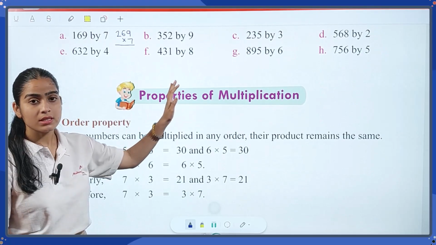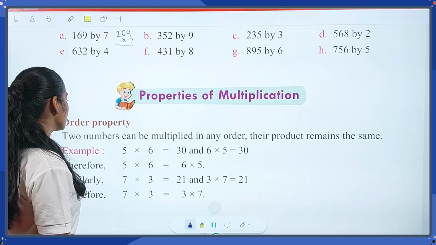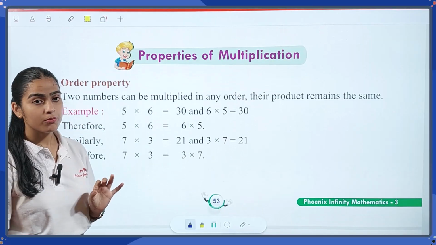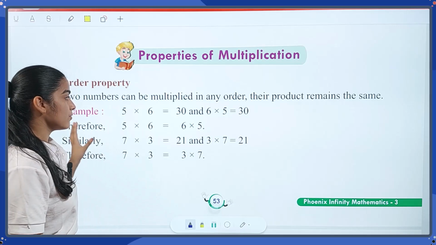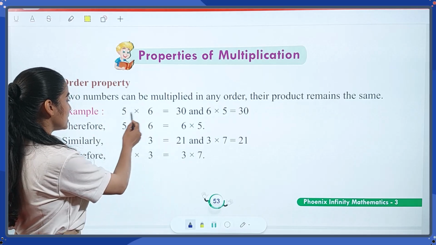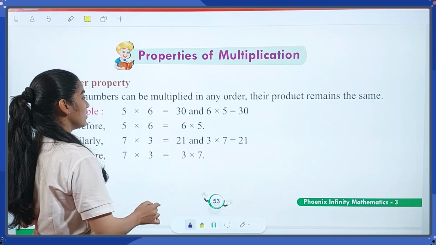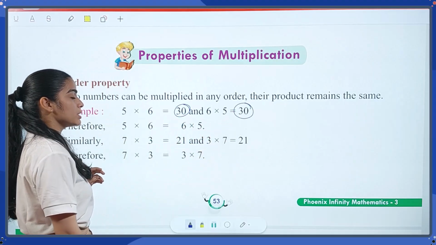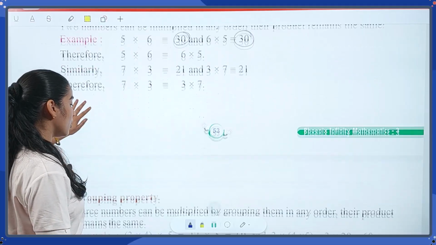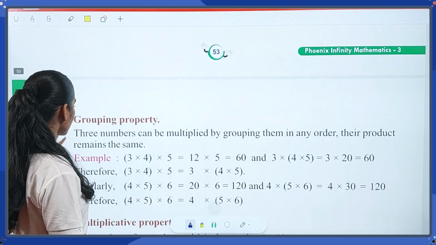Now we have to discuss the properties of multiplication. So, the order property. In the order property, as we understood in our addition portion, if we change the order of the numbers, 5 multiplied by 6 or 6 multiplied by 5, our answer will remain the same. If we change the order of the numbers, it will not affect the product.